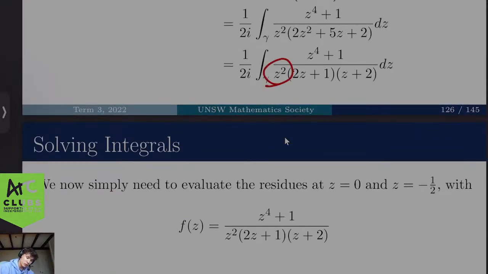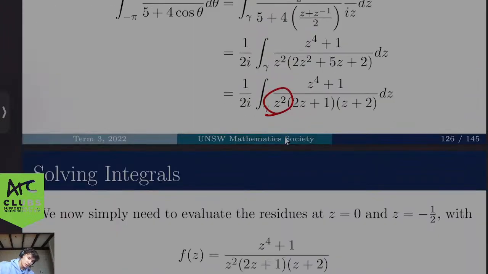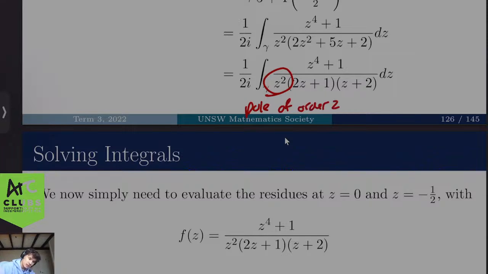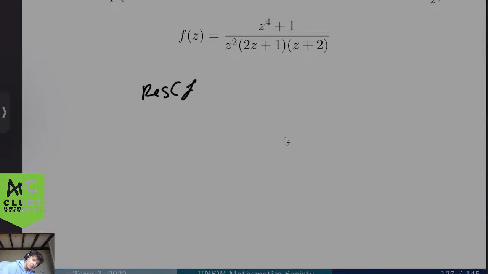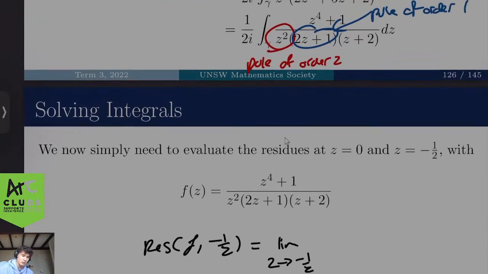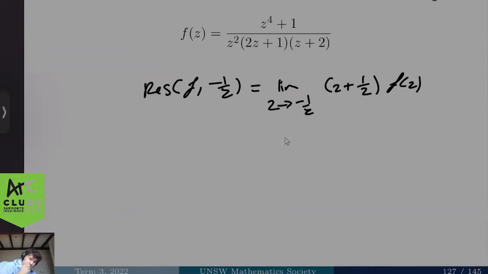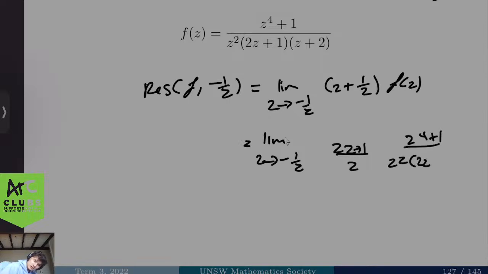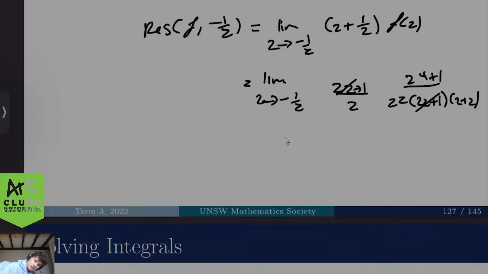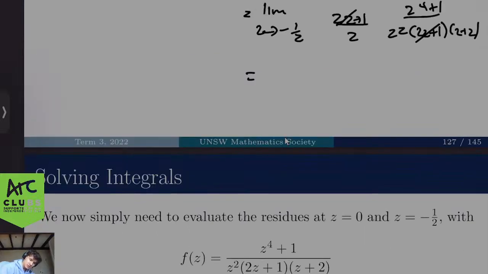Now, this is a pole of order 2, and this is a pole of order 1. So to calculate those residues, we'll first look at the pole of order 1. The residue of f at negative half is going to be the limit as z approaches negative half of, and remember, if it's a pole of order 1, I don't have to worry about the derivative, it's just going to be (z plus half) times f of z. And so that becomes the limit as z approaches negative half of (2z plus 1) on 2 times z to the power 4 on z squared (2z plus 1)(z plus 2). So these cancel out, and so it's just a matter of subbing it in, and then we should get 17 on 2. Not too bad, right?